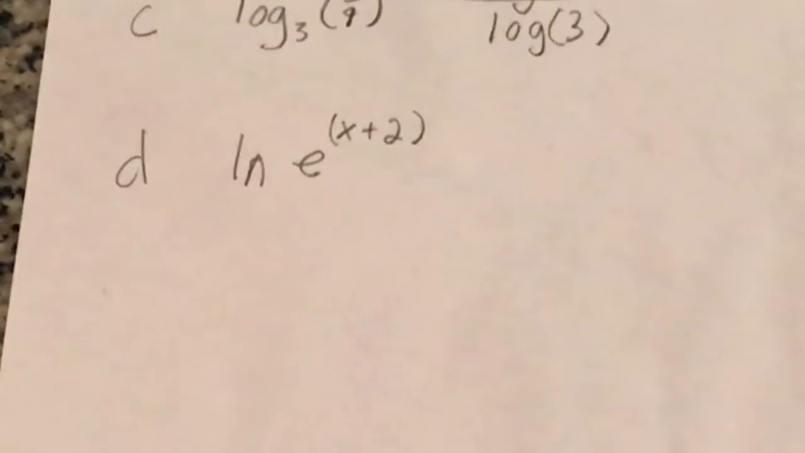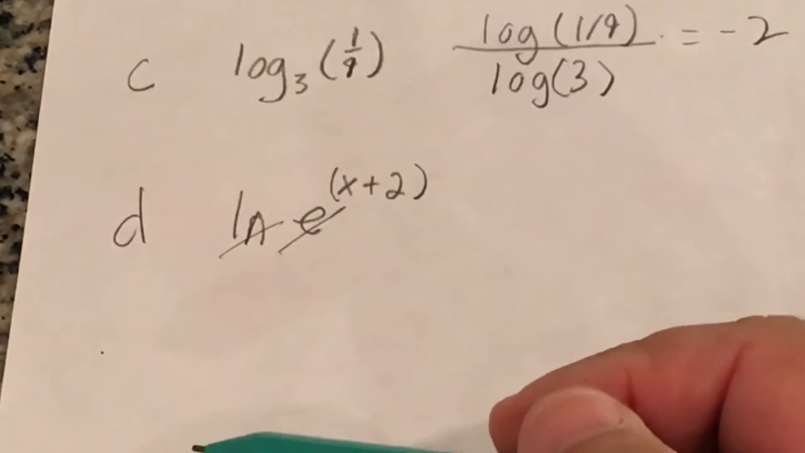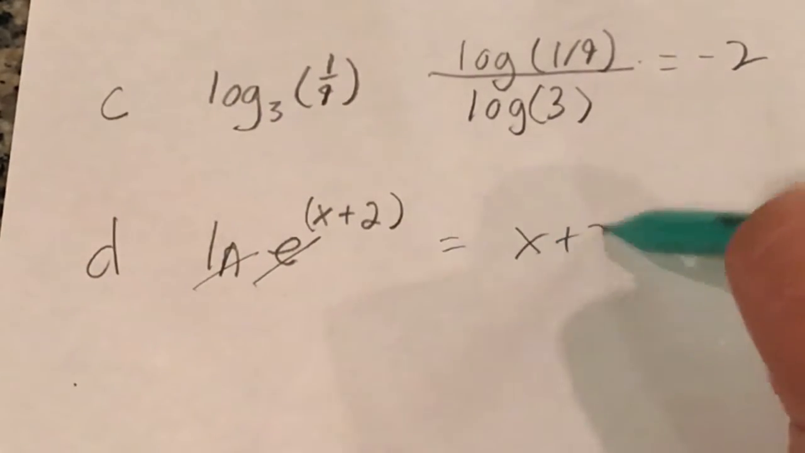This last one, we can't use the calculator on because it has the variable x in it. However, ln cancels out e. So this simplified is just going to equal x plus 2.